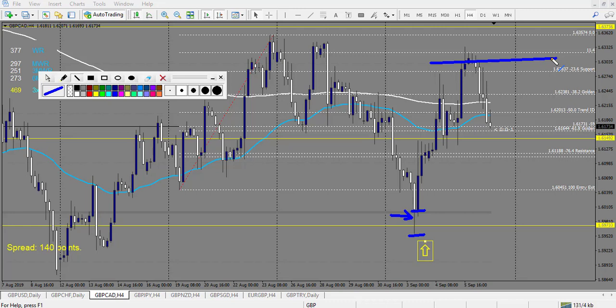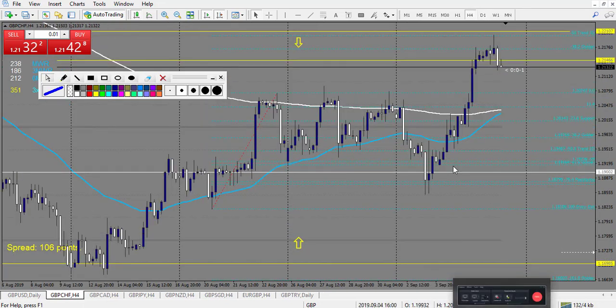Then there is a level in the middle, but a bit complicated to take. Dodgy, but not a real pin bar. So for me, I will not take this one. And it didn't touch the level at the top, so that's it for this.